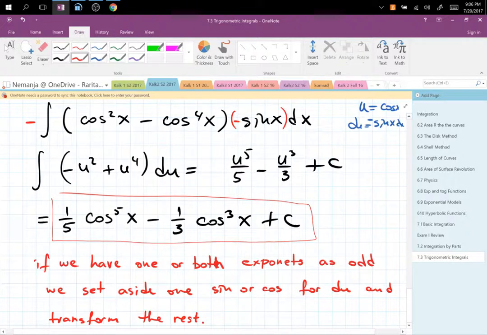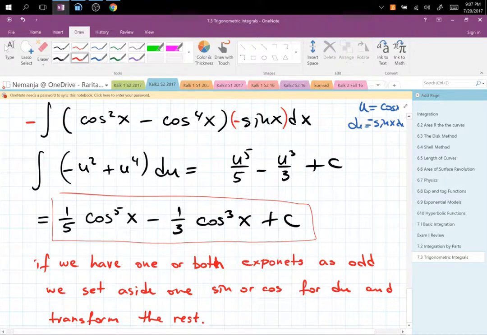Now, obviously, if you have a single sine or a single cosine, you will do the basic u sub immediately. But if you see sine to the 7th times cosine to the 9th, you see sine to the 3rd times sine cosine to the 4th. So as long as at least one exponent is odd, this is the way to do it. You peel off from that odd power.